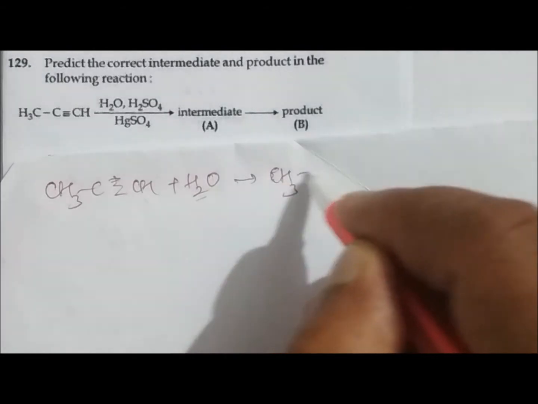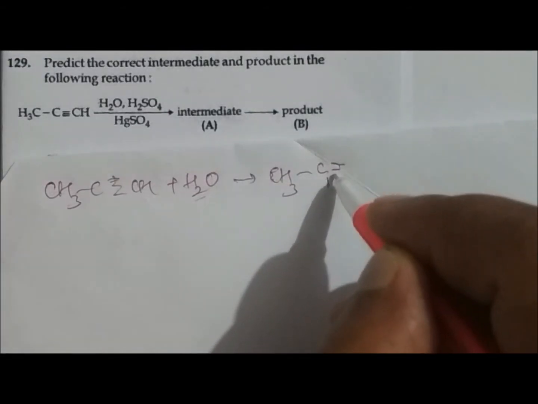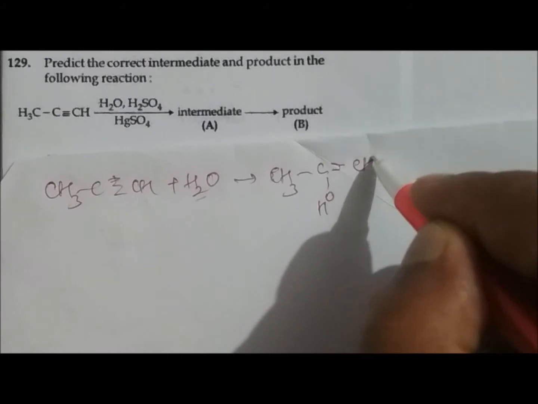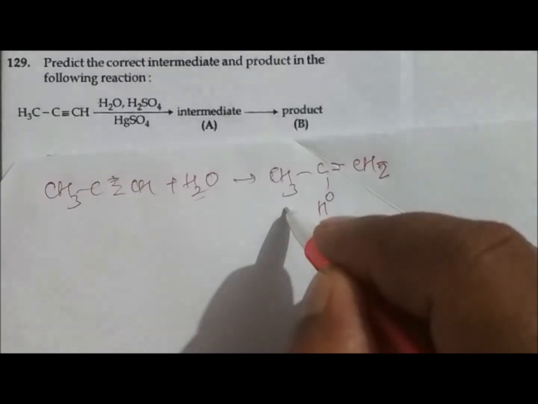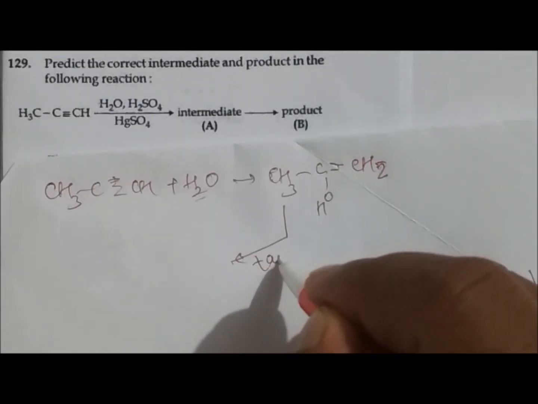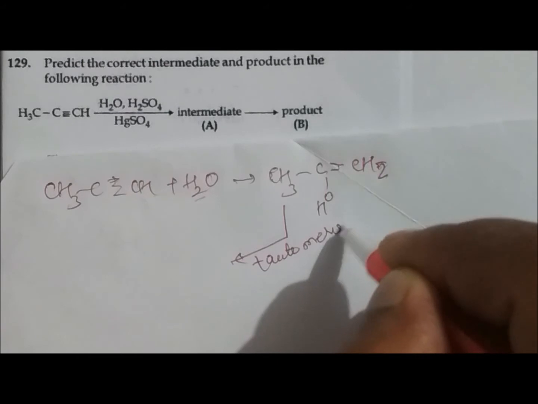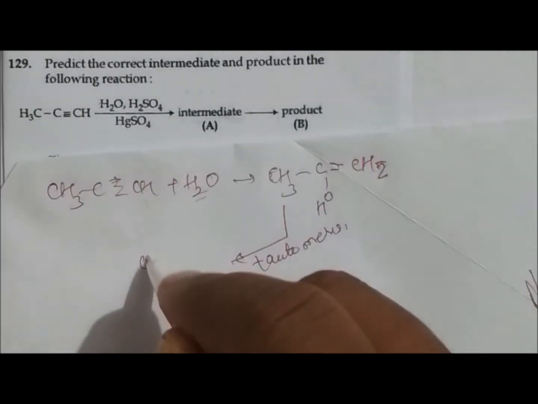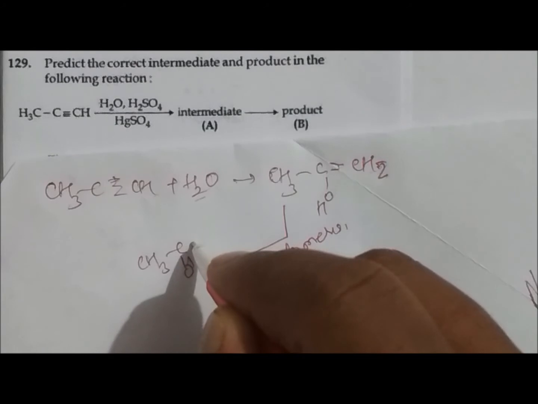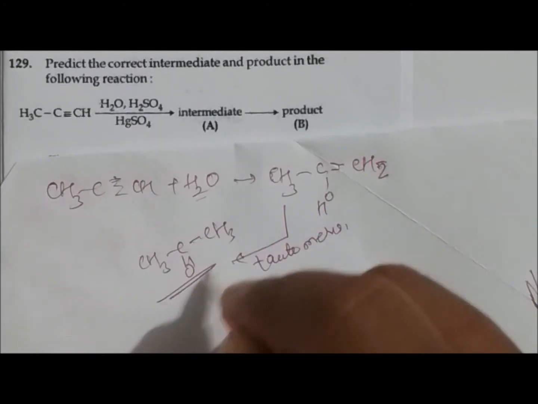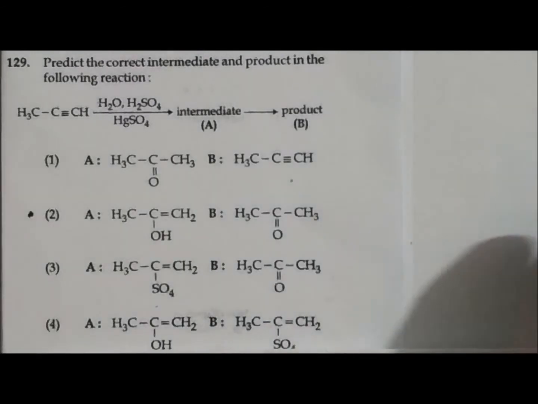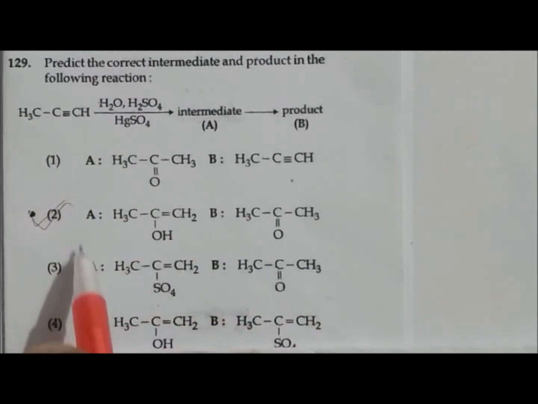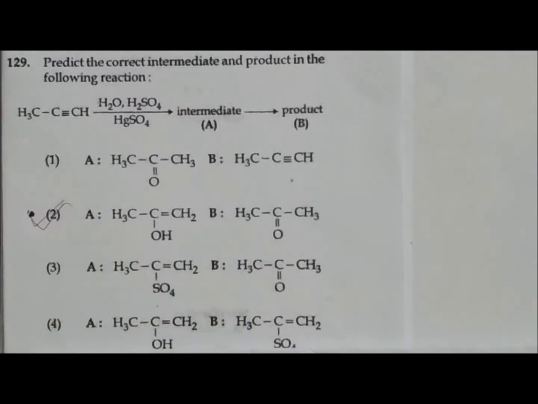So we get CH3, C with OH, double bond CH2, and it will again undergo tautomerism. After tautomerism, this hydrogen migrates to this carbon, and you will get CH3 C double bond O CH3. So you will get your ketone. So if you see the answers, which of the following are correct? We can see A is our correct answer. Someone has marked this correct answer, so this is the only correct one.